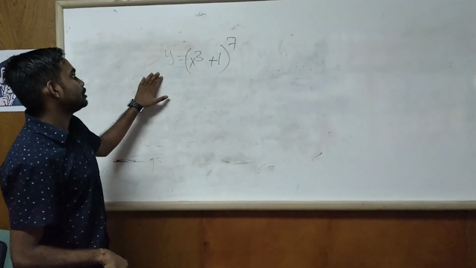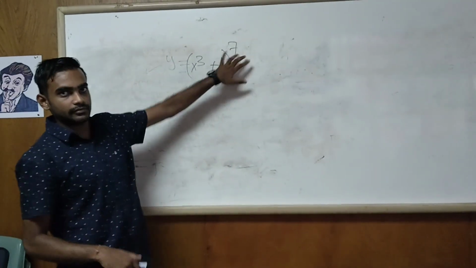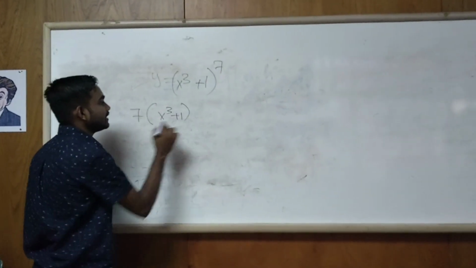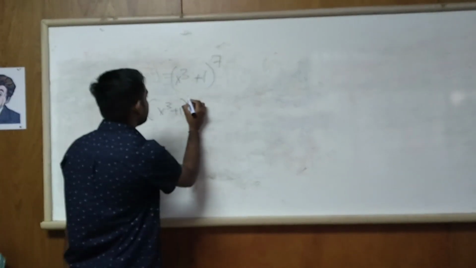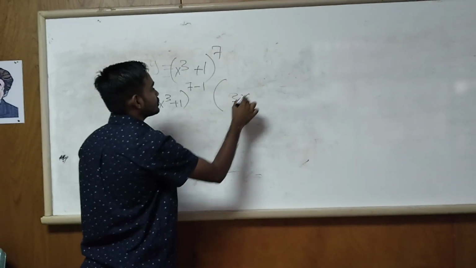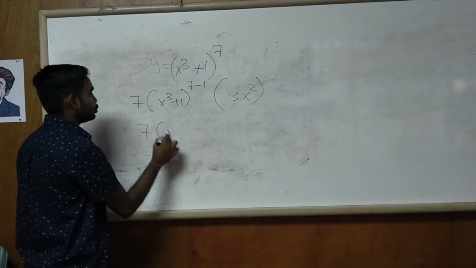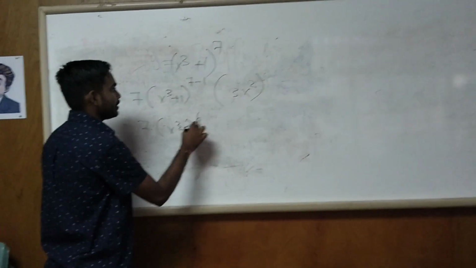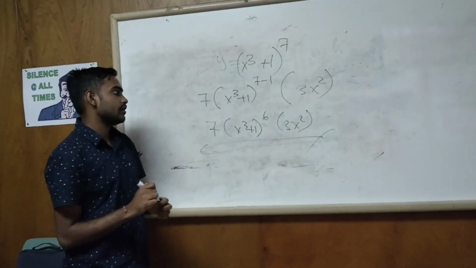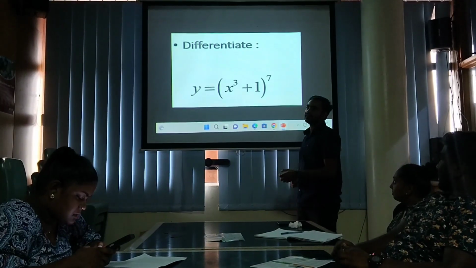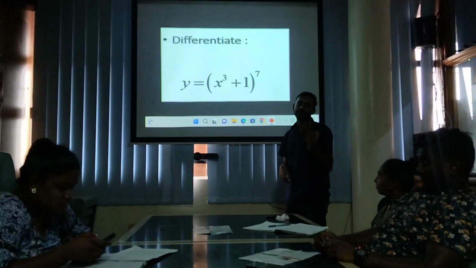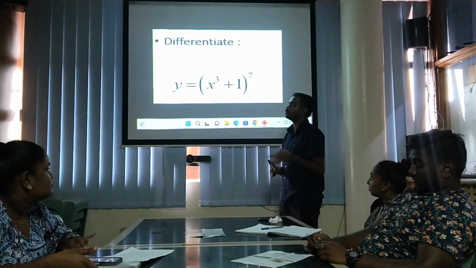Let's discuss this example. Our function is y equals x cubed plus 1, to the power 7. The power comes in front, so 7 into x cubed plus 1, the bracket remains as it is, subtract 1 from the power so 7 minus 1, into differentiate the bracket, so 3x squared. So simply 7 into x cubed plus 1 to the power 6 into 3x squared. That's your chain rule. I hope you have learned these 7 rules, and from the 7, at least the main 3, product, quotient and chain rule, you must know.